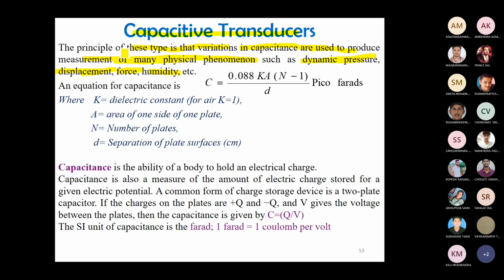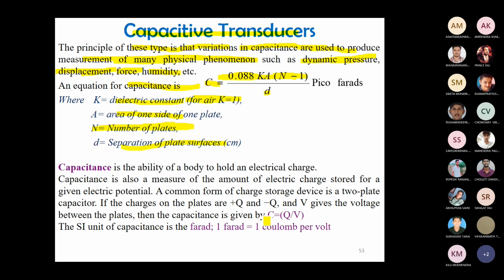If the C value is changing, definitely other parameters also change, because charge is related to your capacitor, so everything is reflected in the value. Here you can see the generalized equation for capacitance, with a constant k of 0.88 and (n minus 1), where n is the number of plates. D is the separation of the plate surfaces, K is the dielectric constant, which for air equals 1, and A is the area. These are the basic considerations.